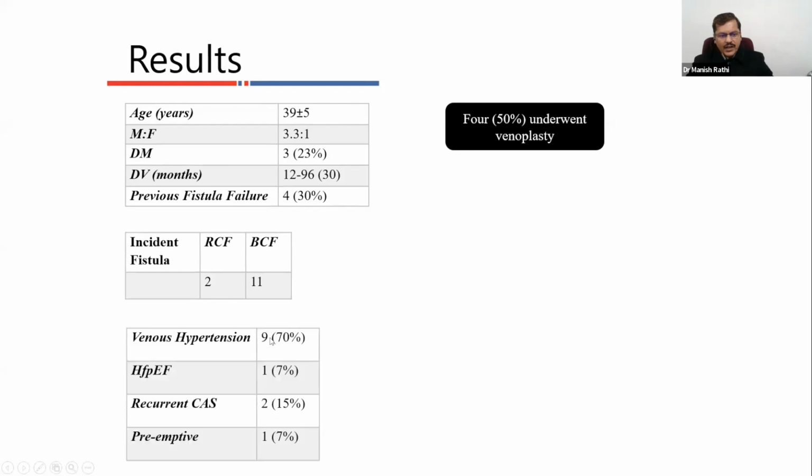And 9 patients had venous hypertension and high output failure, with preserved ejection fraction in 1 patient. Recurrent central stenosis was seen in 2 patients. These were the 2 patients who had undergone venoplasty 2 times. And again, despite 2 venoplasties, these patients had persistent symptoms. Nobody had actually noticed their high flow. When we noticed their high flow, we took care of this high flow fistula.